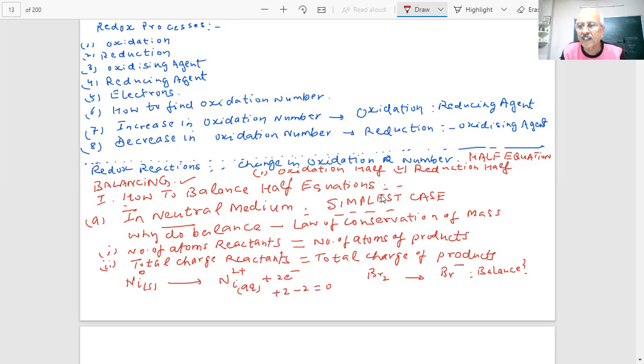We have told you the conditions to balance the reactions. Conditions have been told to you. How are you balancing the reaction, students?